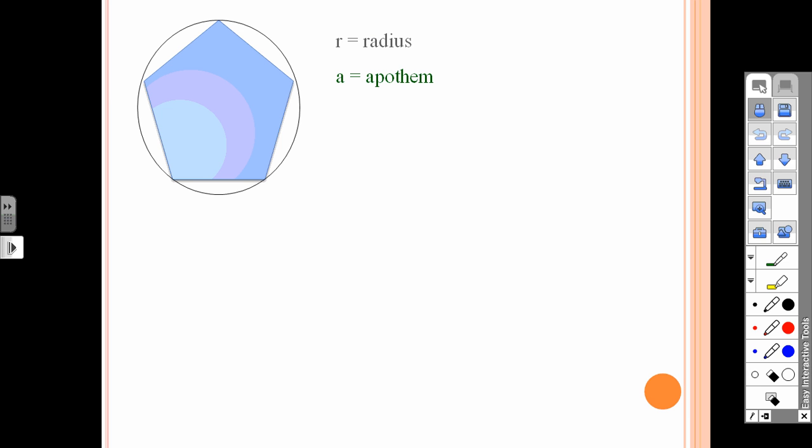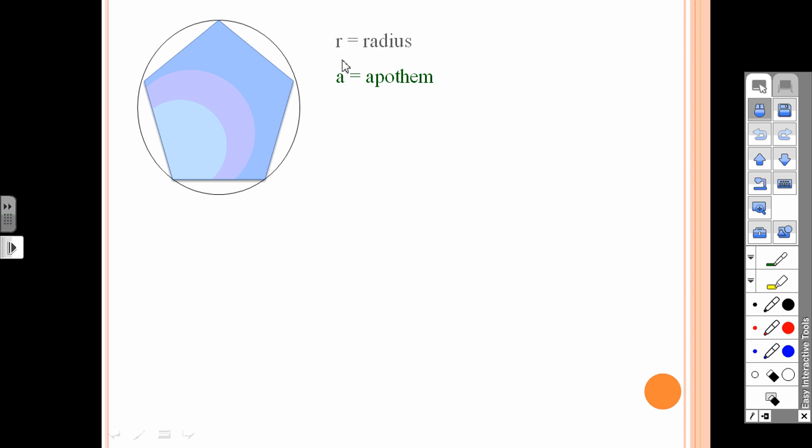All right, so now what we want to do is have a formula to use in any regular polygon. And I drew a pentagon here just for demonstration purposes, but this will work for any number of sides in your regular polygon. And so I've put a circle that is circumscribed about the pentagon because we're going to talk about the radius and apothem in relation to the polygon.